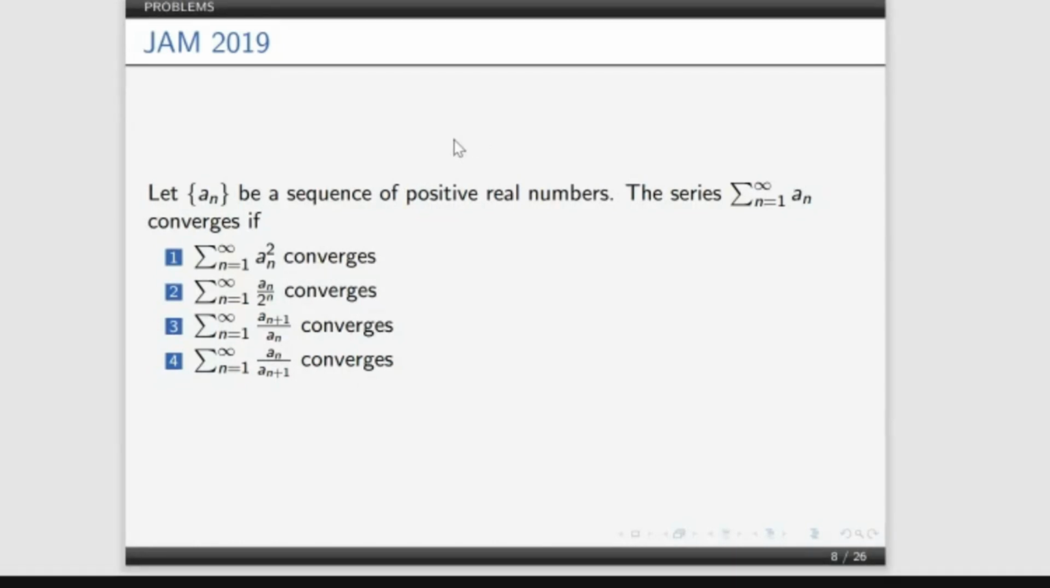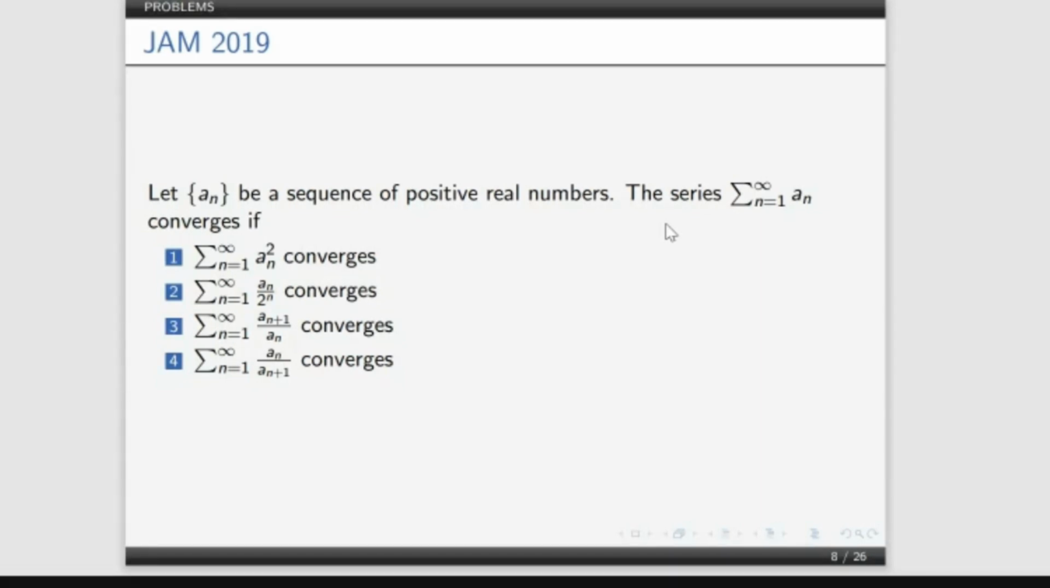So this is the next question. We have a sequence of positive real numbers. The series an converges if we have been given 4 different series. So the question is, upon convergence of which of these series can I say that series an is convergent? That is the question. So you can use theoretical ideas or counterexamples, whatever.